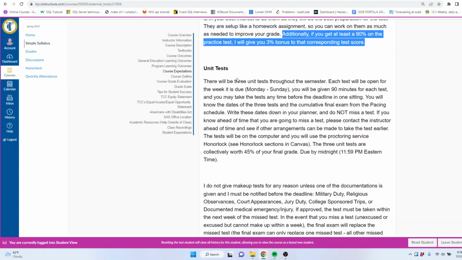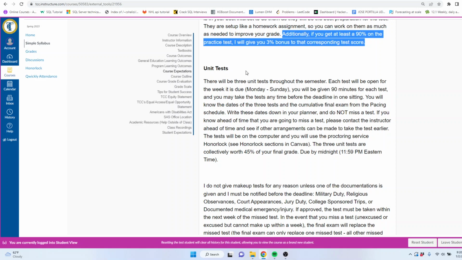All right, unit tests. So these will be the tests. We have 3 of them. Each test will be open the week it is due. So all the quizzes and tests, depending on the week, are due on Sundays. For the unit test and the final exam, these are the only assignments that aren't going to be available to you all semester, so you can't just jump into them whenever you want.